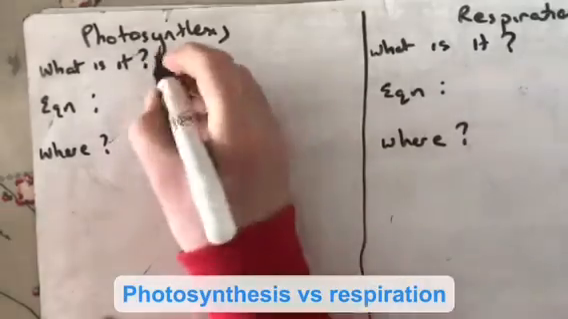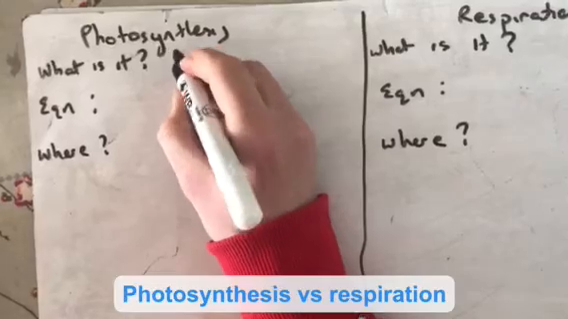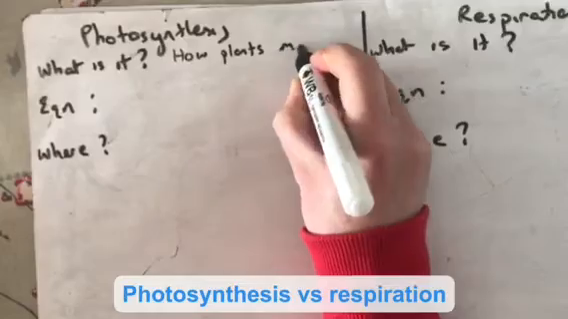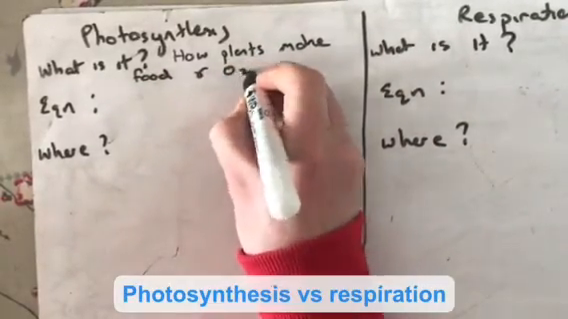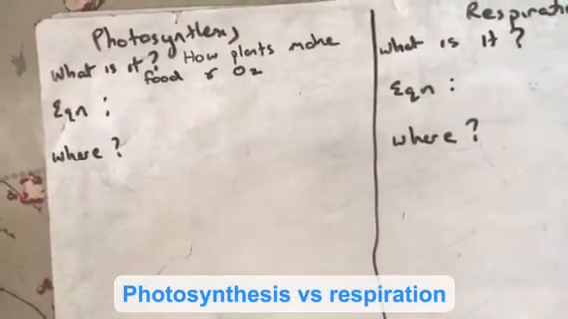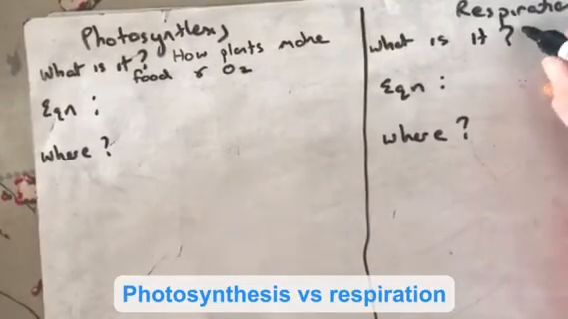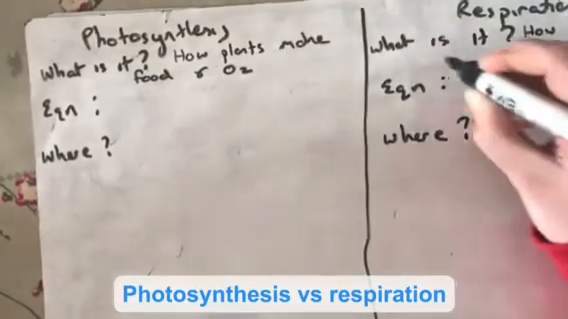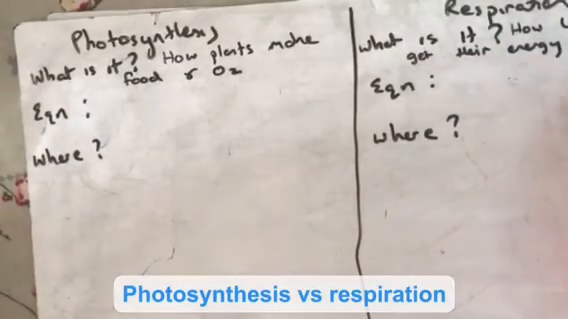Okay, so what is it? Think about photosynthesis and why it's really important. Photosynthesis is really important because it's how plants make food, and O2 obviously for us, okay? So it's really, really important, not just to plants but also to us. Now, in terms of respiration, what is it? Respiration is how living things get their energy from glucose.